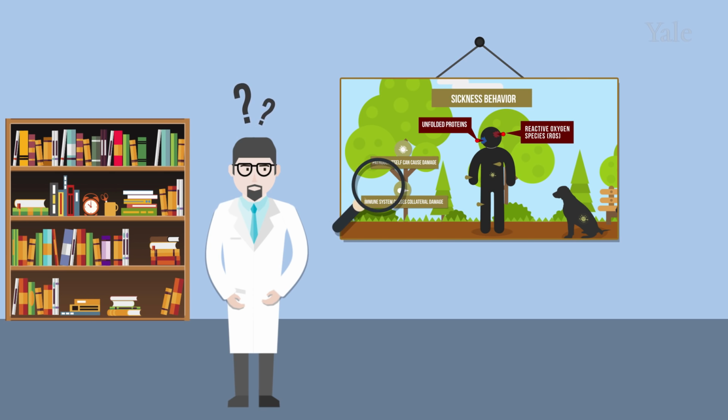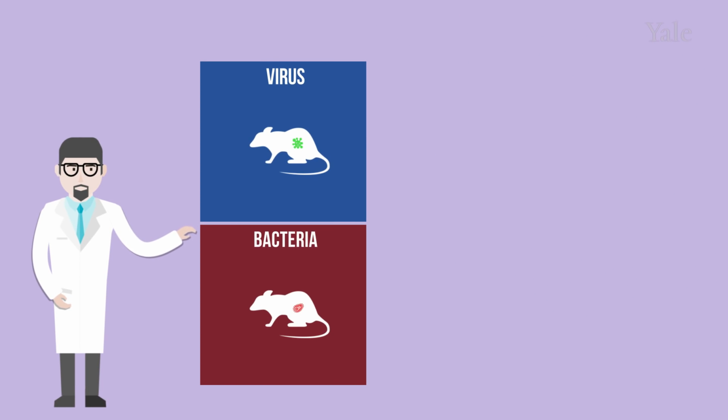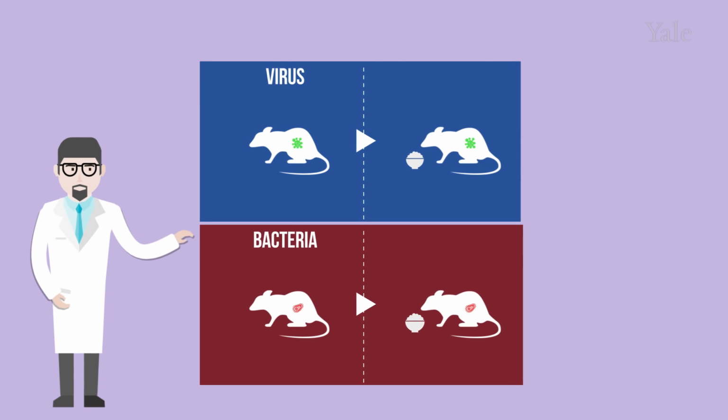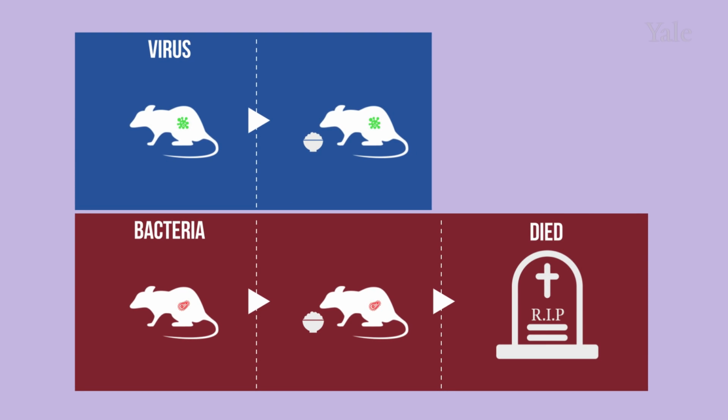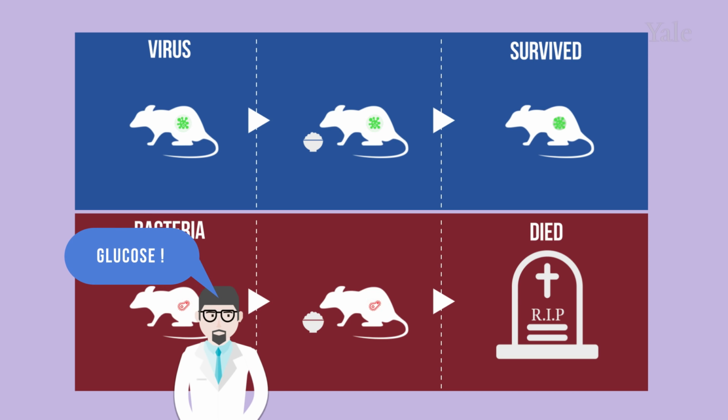To investigate the damage caused by the immune system, we infected some mice with the virus and others with bacteria, then fed them. The mice infected with bacteria died, whereas mice infected with virus survived. We next tried to figure out which food was the culprit, and we found that glucose was responsible for the effects of feeding during infection.